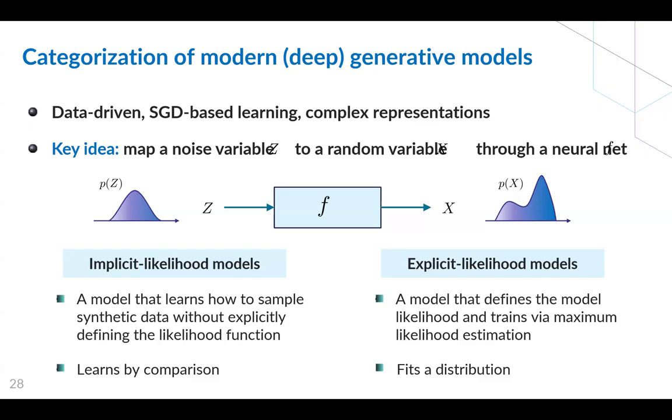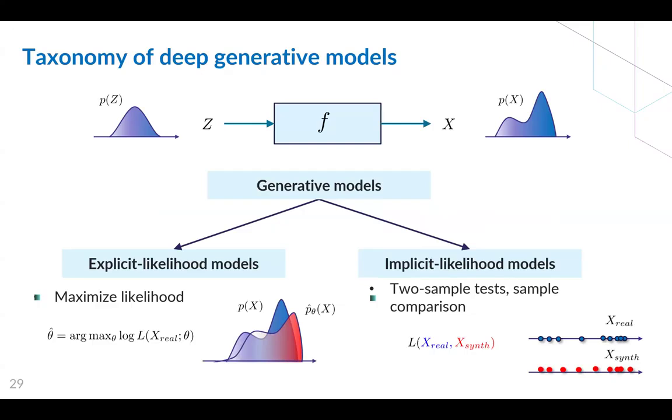Basically, those models explicitly define the likelihood function and fit the distribution by performing maximum likelihood estimation. So this is more like the traditional statistical learning approach. To see it more visually, the explicit likelihood model basically tries to align two parameterized log likelihood functions, whereas the implicit likelihood models are essentially doing two sample tests in some way. The objective is to make the synthetic data indistinguishable from real data.